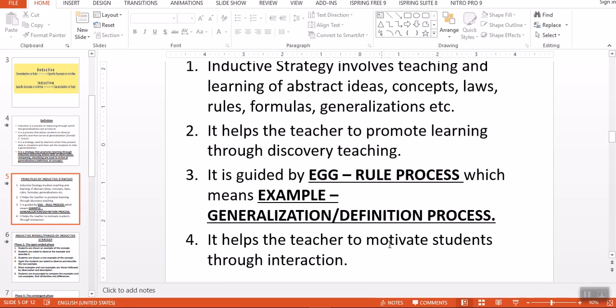It also helps the teachers to motivate the students through interactions. Since here they have to look at the examples and then talk and discuss, it is mostly used whenever you are trying to share ideas or make some kind of inference from a particular observation, then teachers try to use such methods.